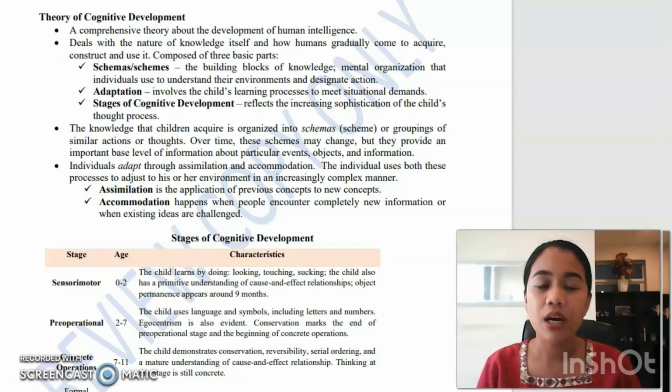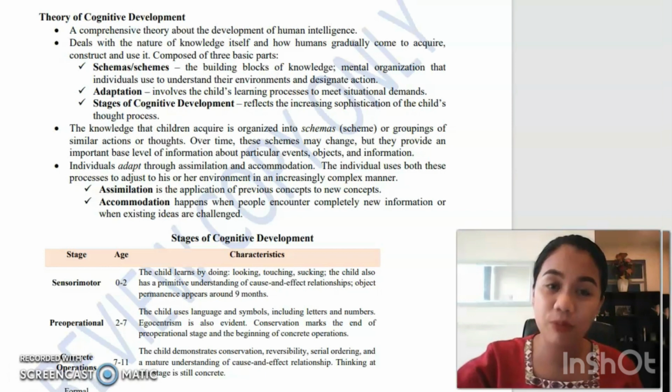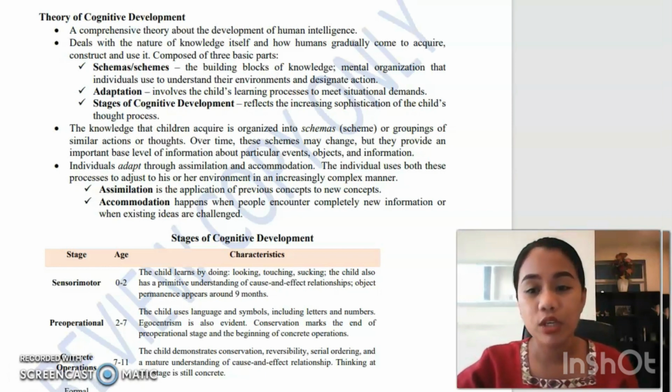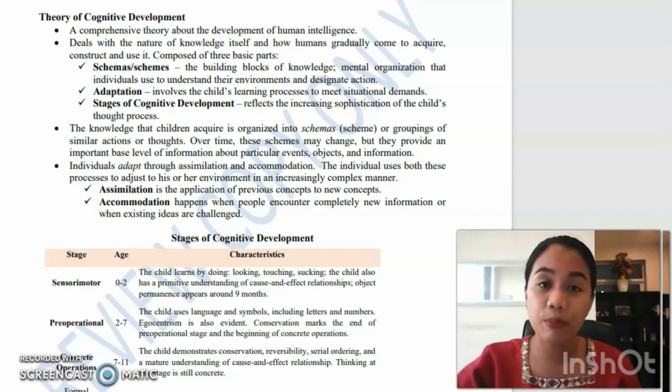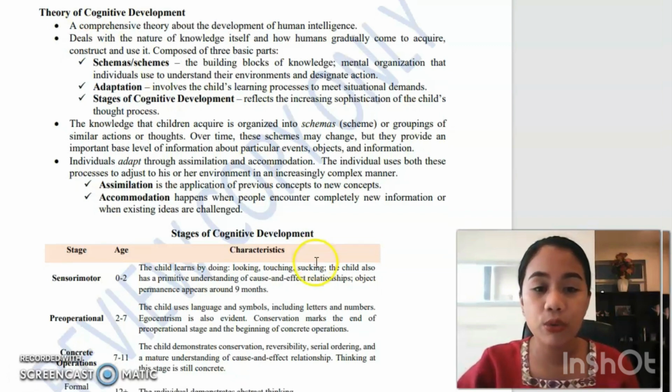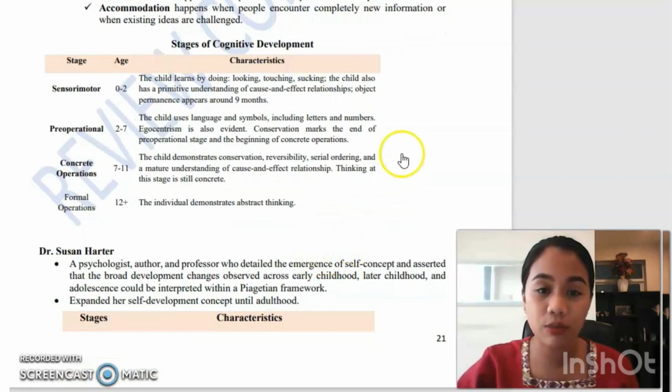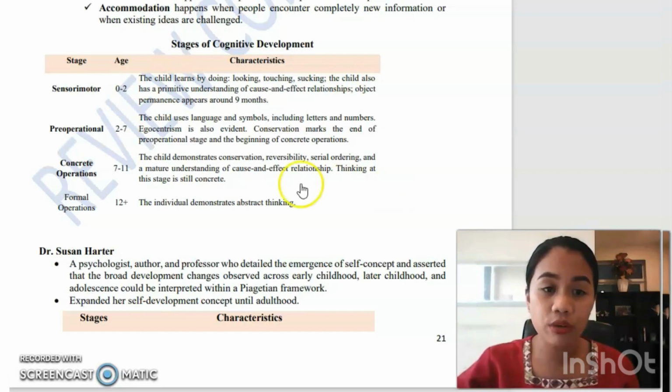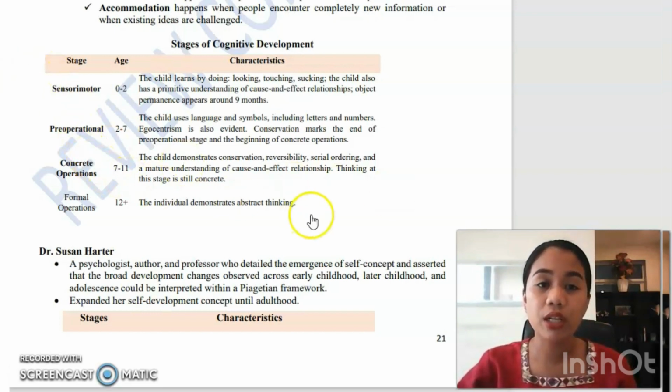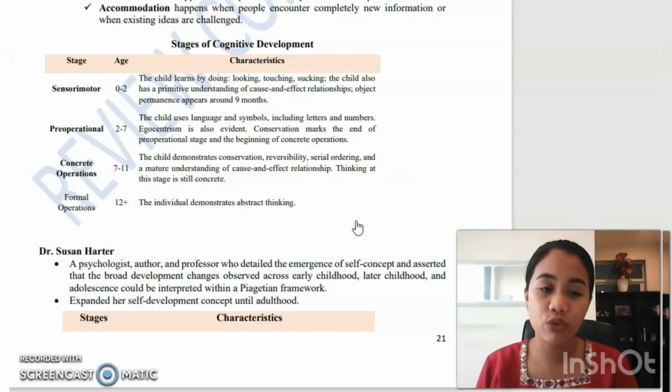Again, we have these 3 basic parts of how to acquire knowledge: the schemas, adaptations, and the stages of development. We already talked about schemas and adaptations in my previous video. So today we are going to talk about the stages of development. We have 4 stages: first, sensory motor, then pre-operational, concrete operational, and formal operations. You have been guided there in the table.